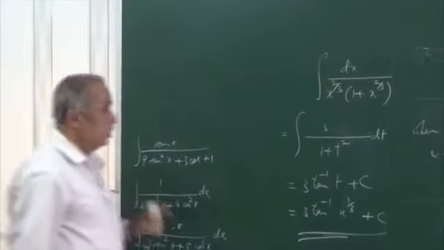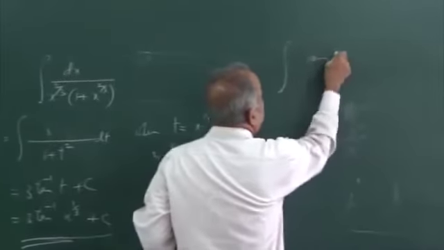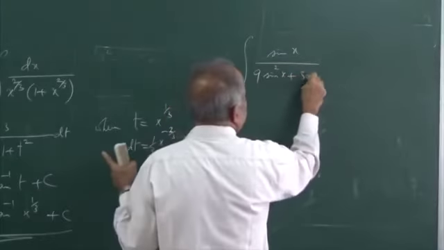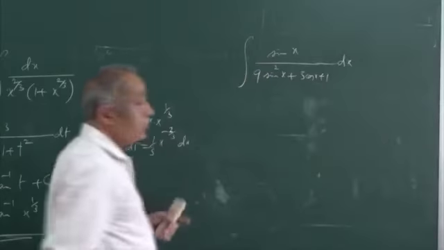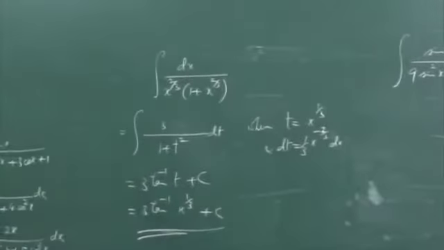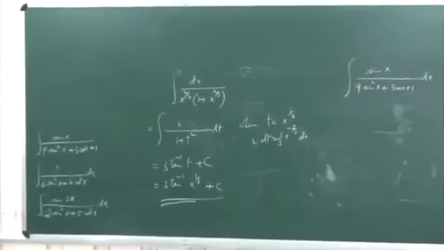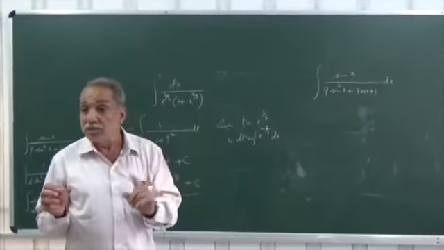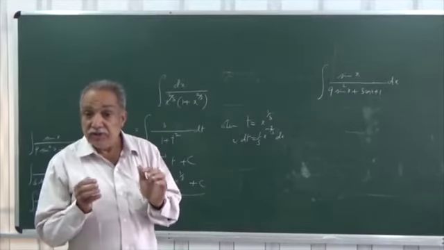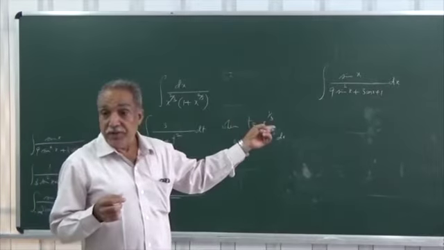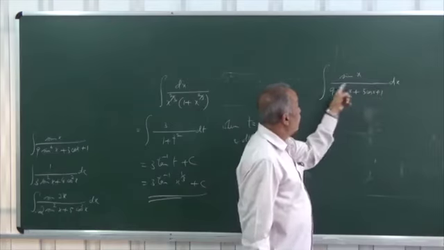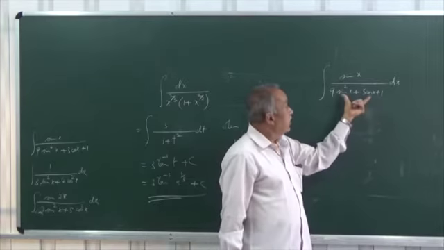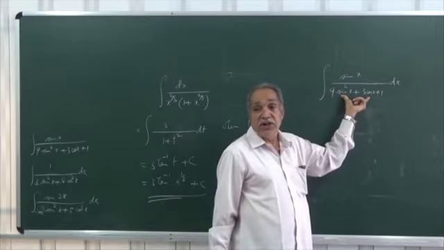Next. Integration of sin x divided by 9 sin square x plus 3 cos x plus 1. Now also we can think of the integrand to be a product of two parts. Part 1, sin x in numerator. Part 2, 9 sin square x plus 3 cos x plus 1 in denominator. The part deserving simplification is the part in denominator. But for this whole thing in denominator, I cannot think of finding a replacement, because derivative of this is not there with dx in numerator.